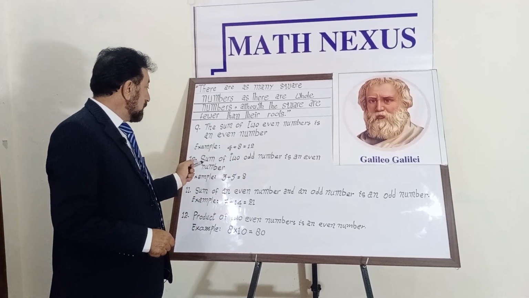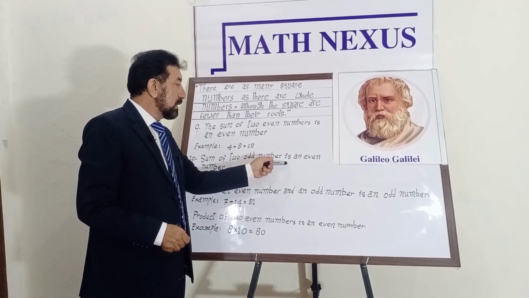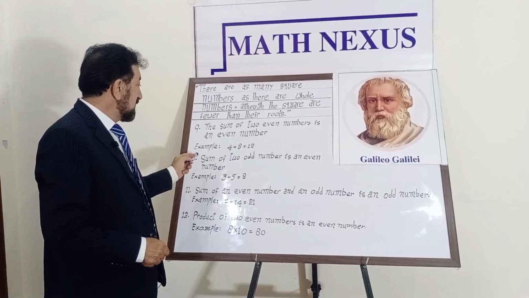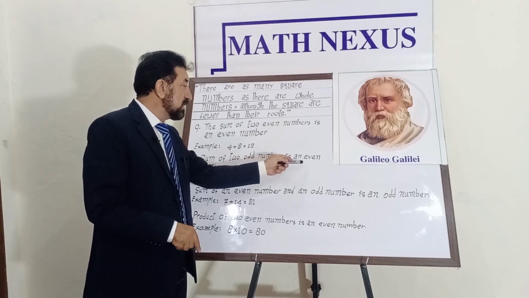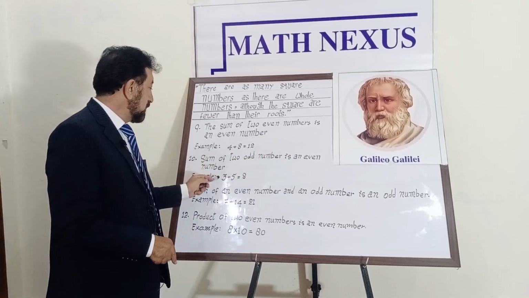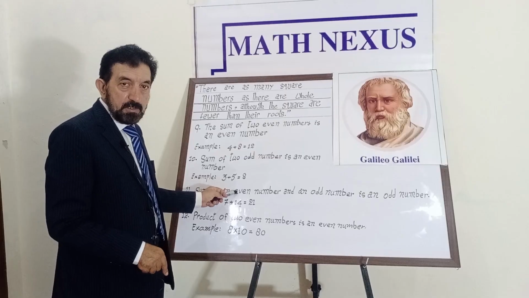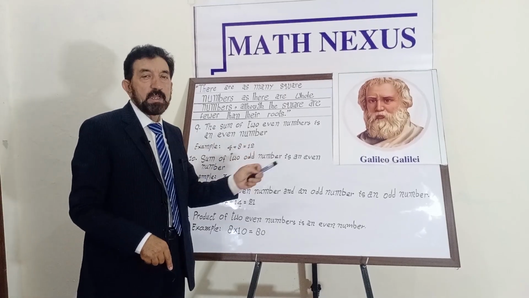The sum of two odd numbers is an even number. 3 is an odd number, 5 is an odd number, and their result, 8, is an even number.